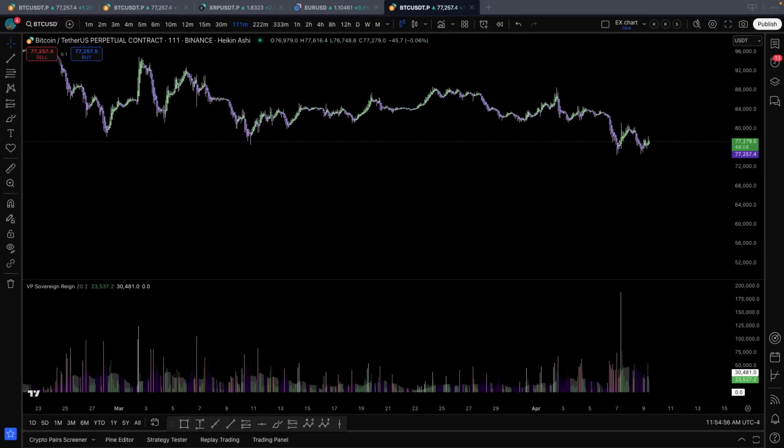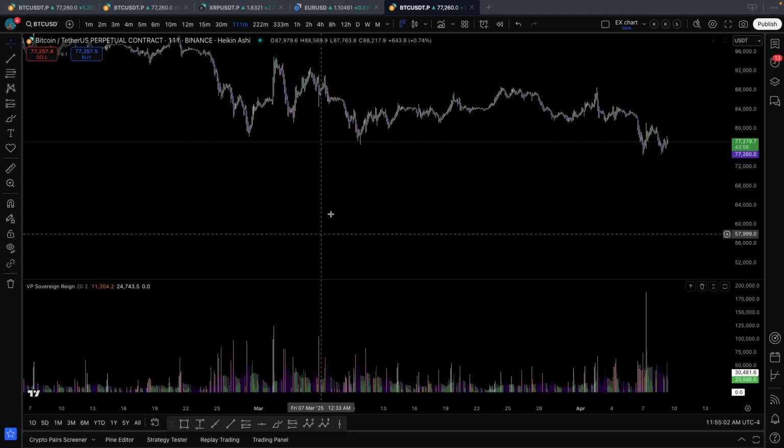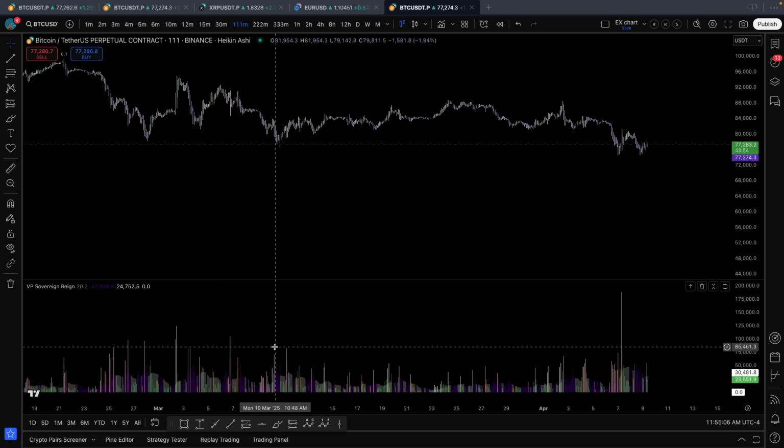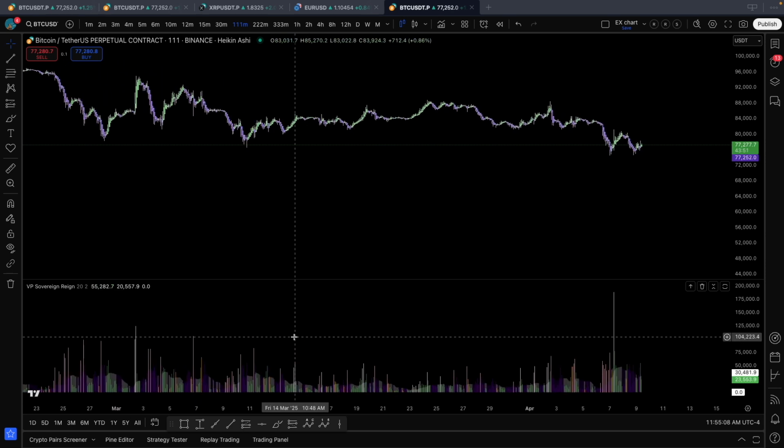Let's talk about the volume profile sovereign rank indicator. I'm just gonna get right into it. I made it as clear and concise as I could possibly do it.